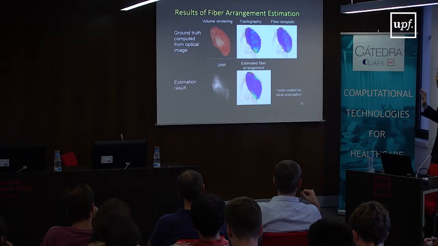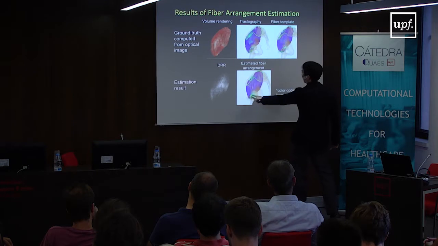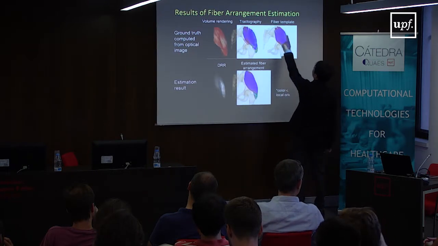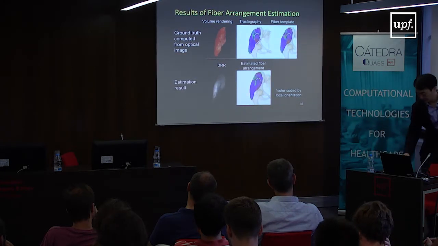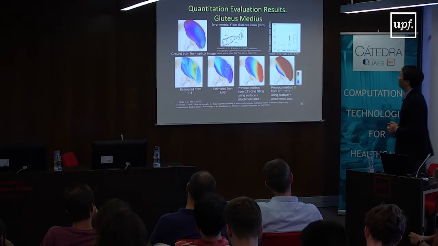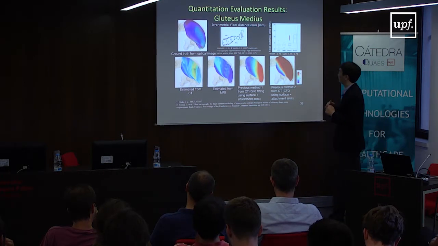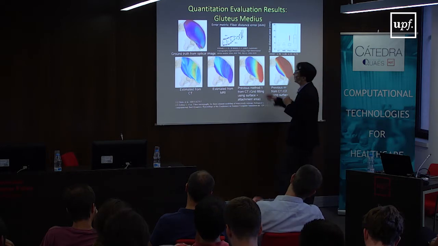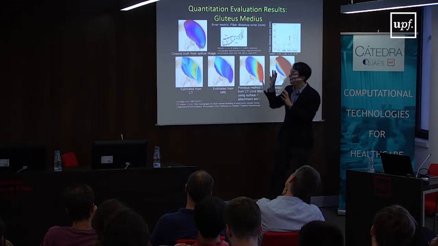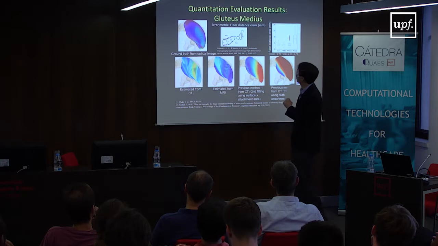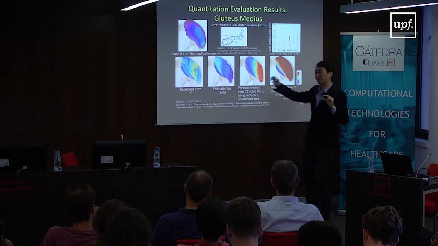Just to visually compare, this is estimated from CT, and this is estimated from the optical image. We can see well-aligned muscle fiber structures. And this is a quantitative evaluation result. Our error metric is called fiber distance error. This is a standard in the tractography literature. It computes the average distance between two fibers, two curves.